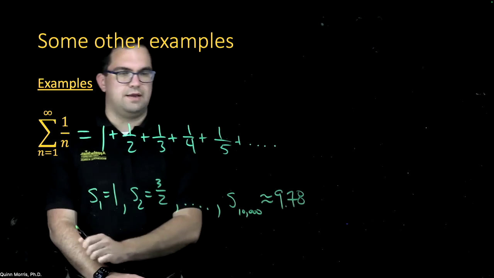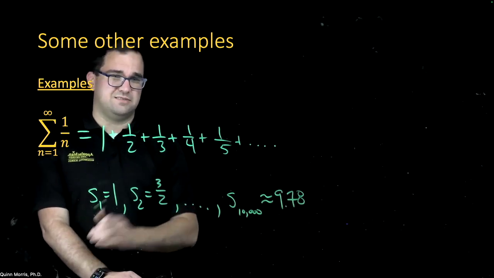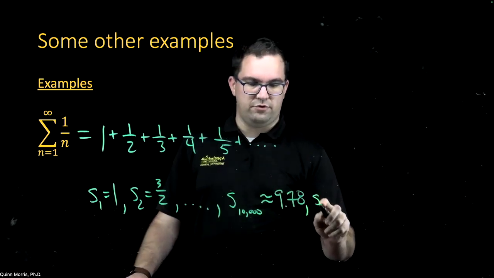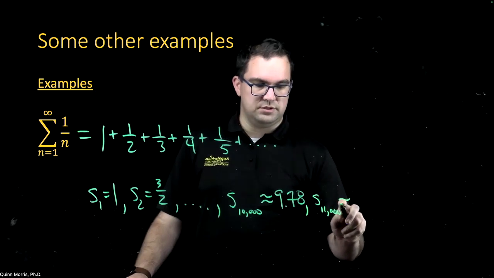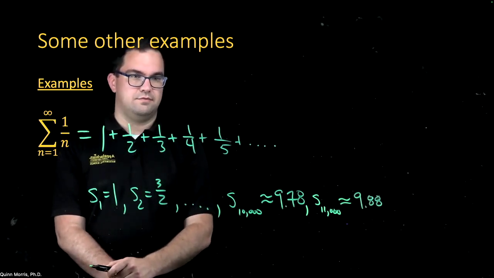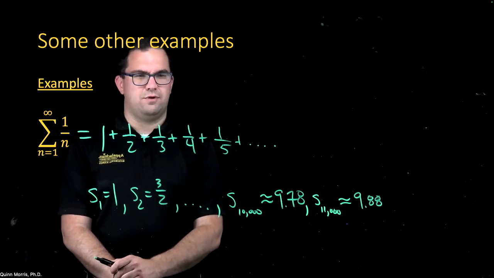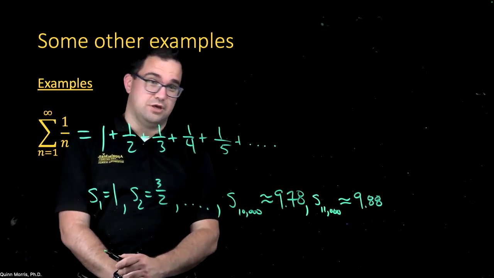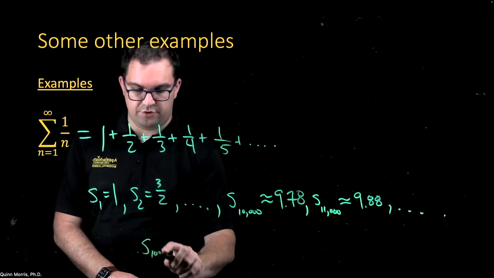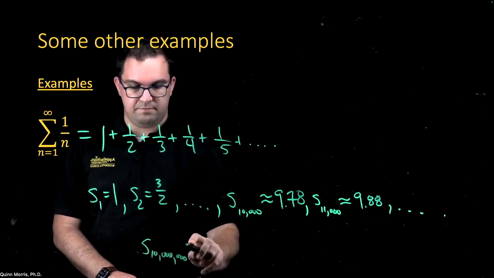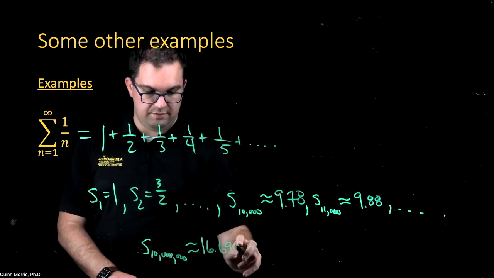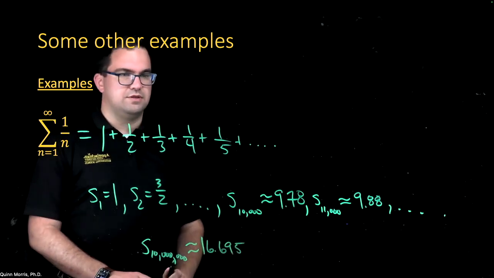Now, at this point, you're feeling like, okay, it's 10,000 terms, it's only at 9.78. So maybe it's slowing down, it's converging to some value. Let me go out a little further. Maybe I've got 11,000 terms. That would give me roughly 9.88. Okay. And this is the point where I would probably look at it and go, well, maybe it's leveling off at 10 or so. Let's skip a bunch more terms. Let's go out to the 10 millionth term. That's going to be roughly 16.695. It's certainly not leveling off at 10.